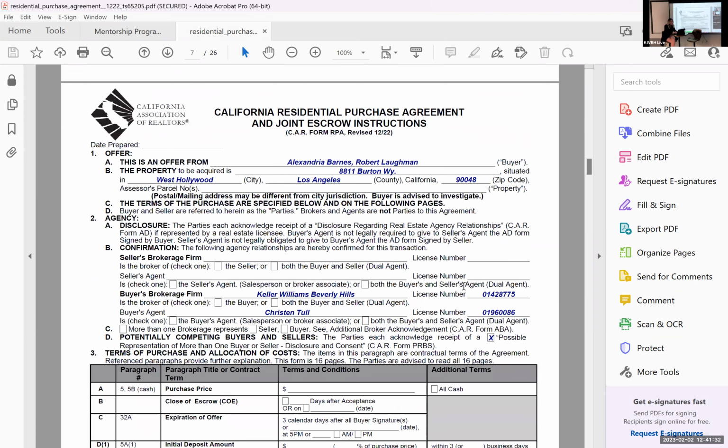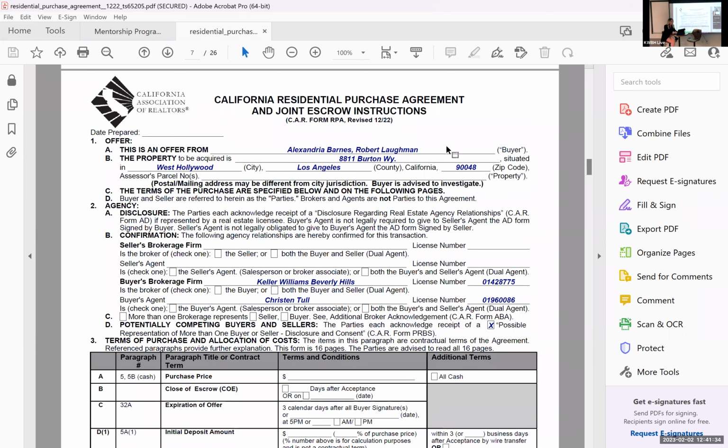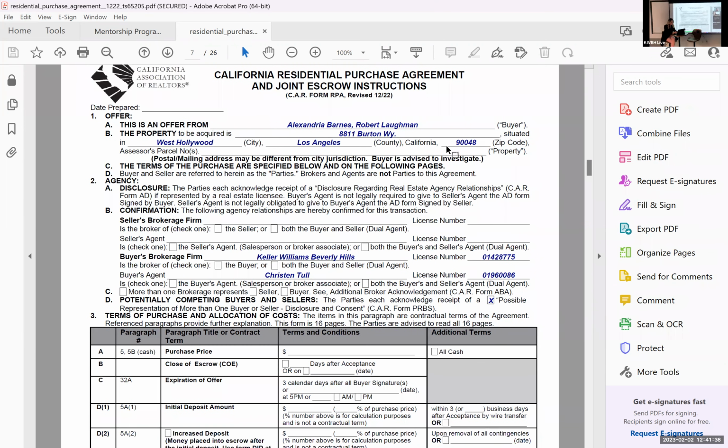Here we are, the main event: the residential purchase agreement and joint escrow instructions. Just so you know, there is more than one type of purchase agreement, just like there is more than one type of listing agreement. The residential purchase agreement is for condos and single families. There is a special purchase agreement for income property and a special purchase agreement for vacant land.